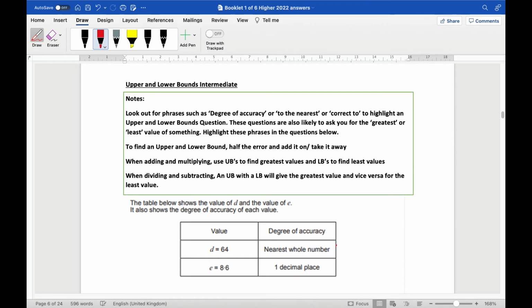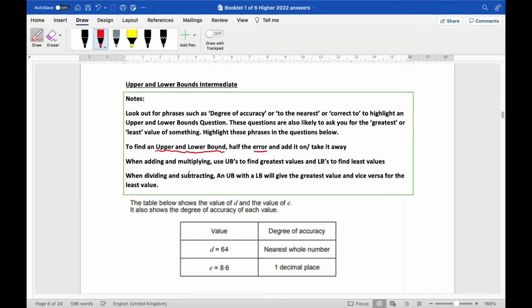And the next section, upper and lower bounds. Look out for phrases such as degree of accuracy or to the nearest or correct to highlight an upper or lower bounds question. So if it says this number is to the nearest 10 or this number has a degree of accuracy of the nearest whole number or whatever, those sort of words, then you pick out, hang on a minute, this must be upper and lower bounds because that number is not correct, it's to the nearest something. To find the upper and lower bound, which you must do for every number that has a degree of accuracy, half the error, add it on and take it away.